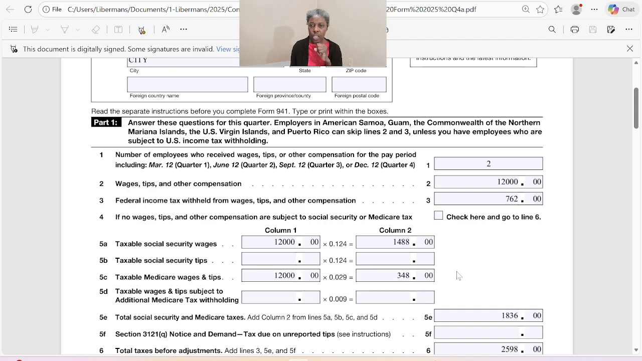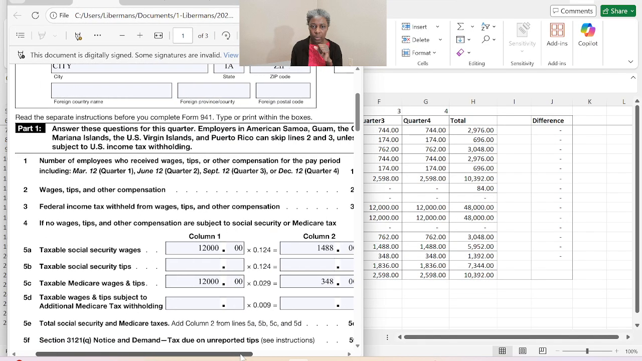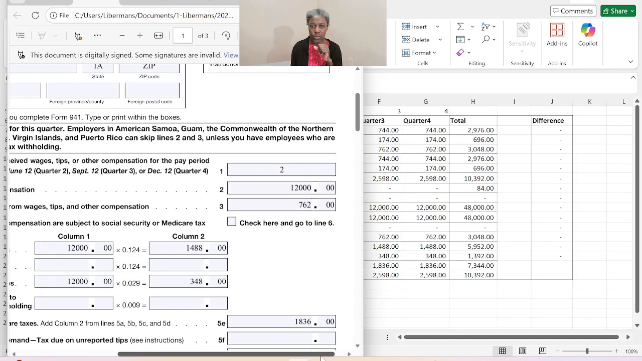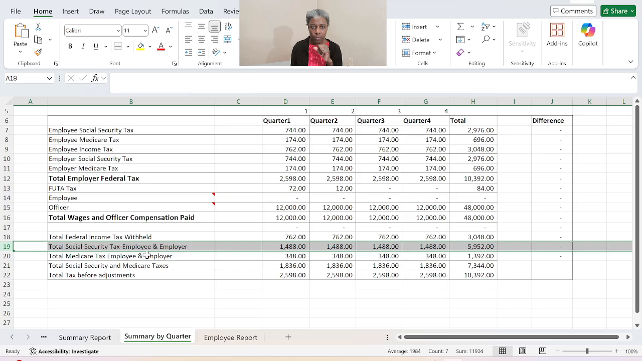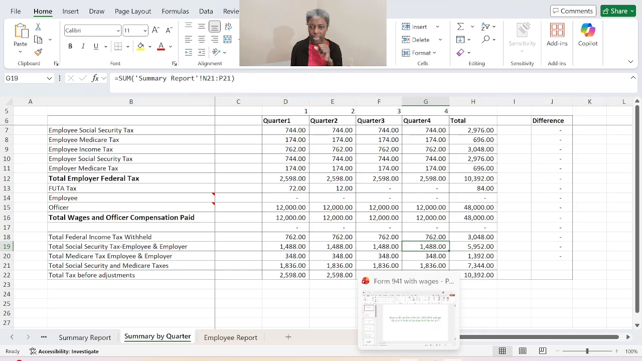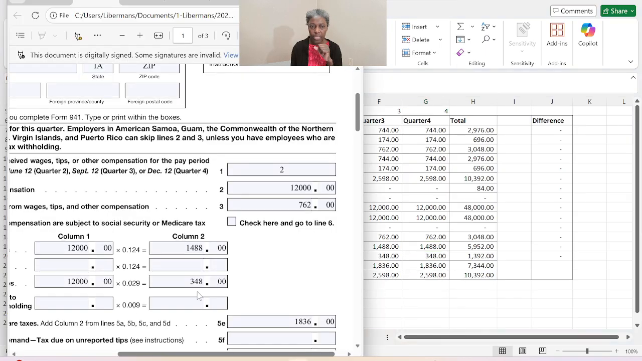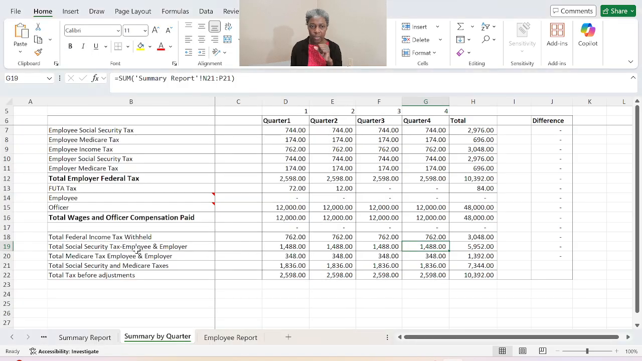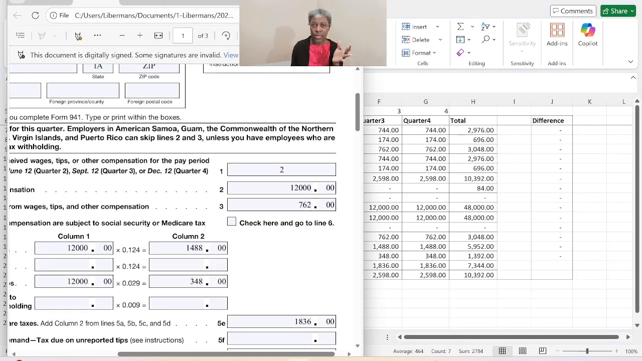But that's that. So we are going to bring our spreadsheet. I don't know if it would be a good idea for me to do this like this, but let's see, so that we can just compare some numbers. So we have 762 for that quarter 4. We have Social Security 1488, and then we have Medicare 348 here as well. So those numbers match. So you want to make sure your numbers are matching.